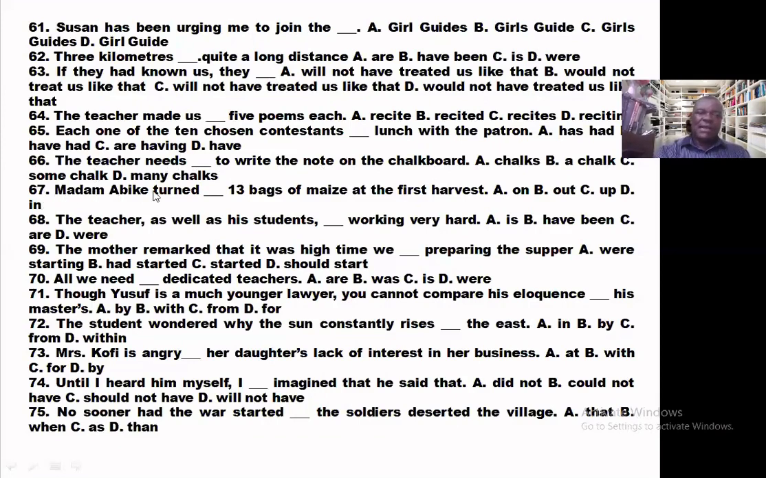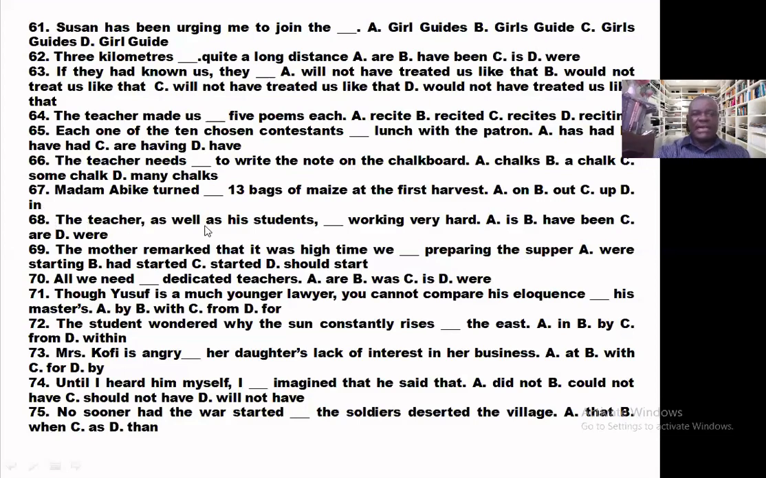67: Madam Abike turned dash 13 bags of maize at the first harvest. A, turned on, no. B, turned out, yes. You turn out something, you produce it. A factory turns out bags of this or that.